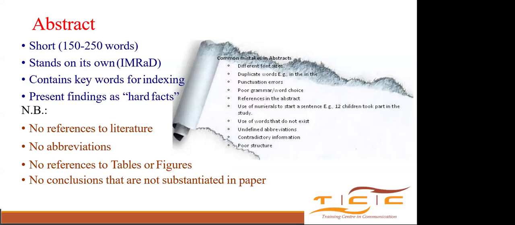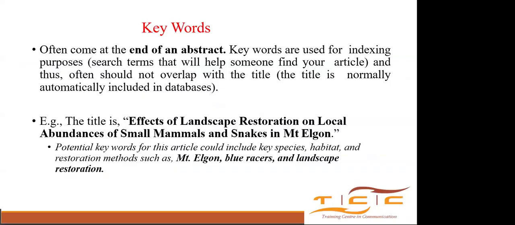Then what are the common mistakes in abstracts? Sometimes people use different fonts, sometimes duplicated words, punctuation errors. These are the normal things. Now, sometimes people even use numerals to start a sentence. You should not use numerals to start sentences. So if you are using 12, then you just write twelve, not 12 like 1, 2. Okay, so these are some of the things that you have to be aware about.